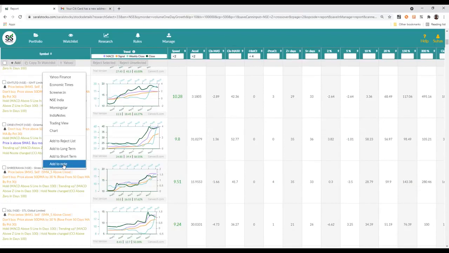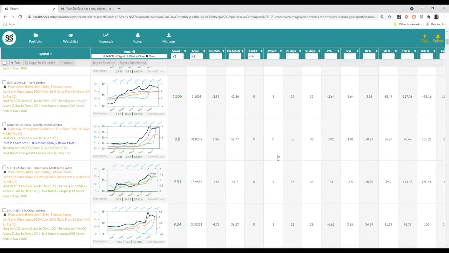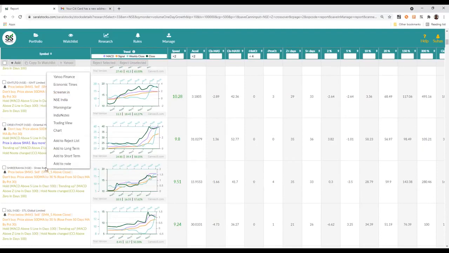Or add that stock to a specific note in my note. So when I open the portfolio page, I get to see that note I made to myself for this specific stock. This is all it took to basically find Shriram Multitech Limited as a potential stock I could investigate, and then if it looks right, I could decide to buy.